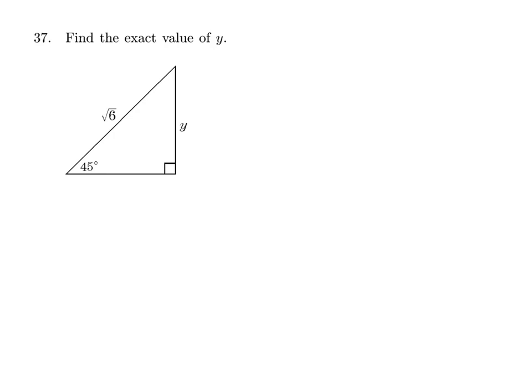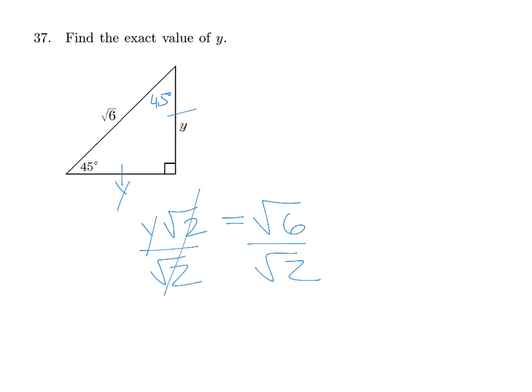Find the exact value of y. All right, here it's 45, 45, 90. That's y. I have an isosceles triangle here. I'm going to take y, multiply it by square root of 2, and that gives me the hypotenuse, which is square root of 6. So now I'll divide by square root of 2.